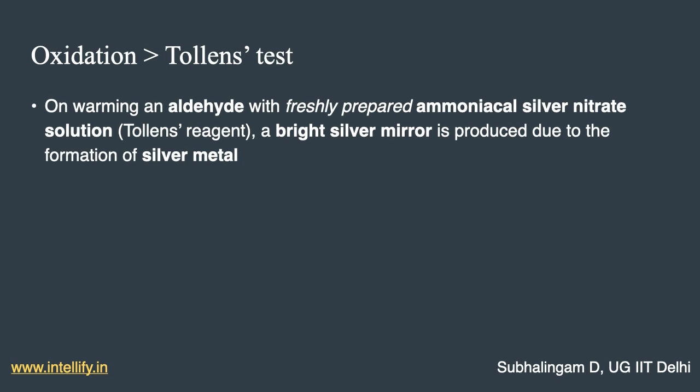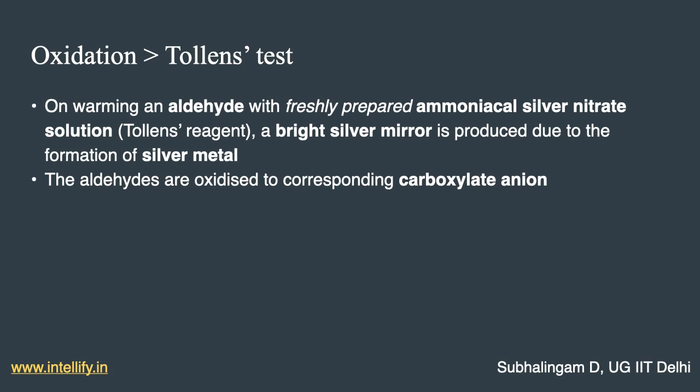Tollens test first. On warming an aldehyde with freshly prepared ammoniacal silver nitrate solution, that is Tollens reagent, a bright silver mirror is produced due to the formation of silver metal. So what is Tollens reagent? Ammoniacal silver nitrate solution. And the Tollens test is this result of getting a bright silver mirror when you treat an aldehyde with Tollens reagent. And why is a bright silver mirror formed? Because of the formation of silver metal. The aldehydes are oxidized to corresponding carboxylate anions. The reaction occurs in alkaline medium.